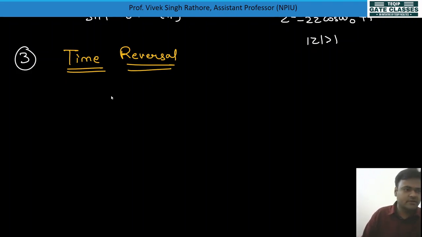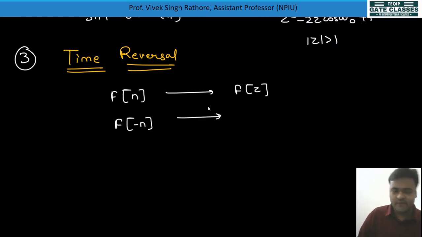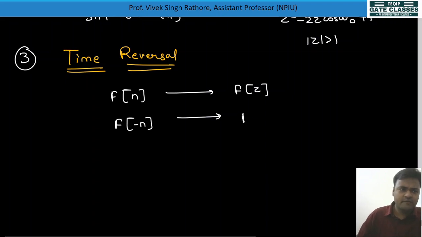So time reversal means that if f of n has Z transform f of z, what will be the Z transform for f of minus n? Likewise, as we have seen in the Laplace transform, it converts to f of minus s. If you see the Fourier transform, it converts to f of minus omega. So what will happen for the Z transform?